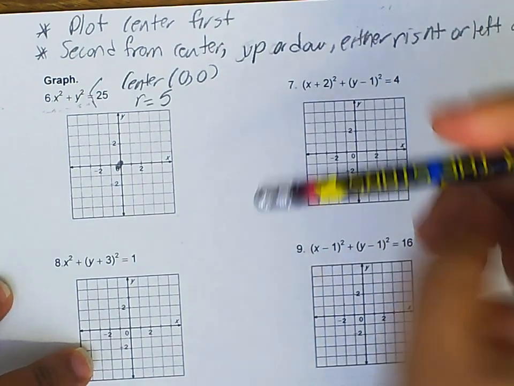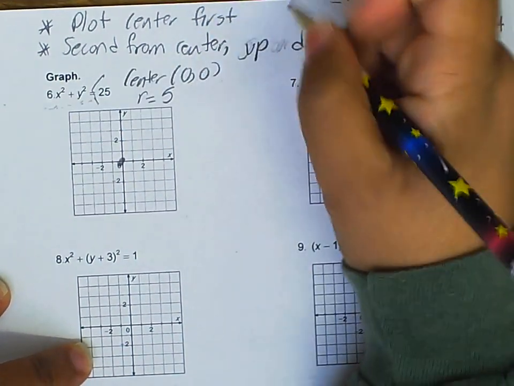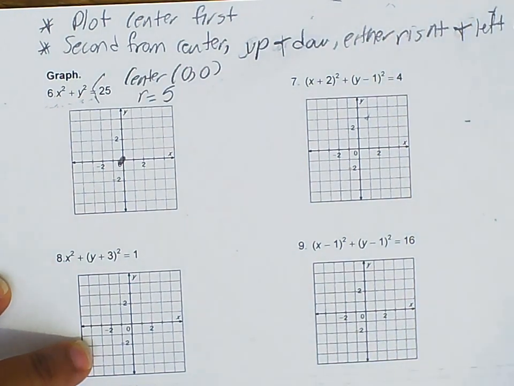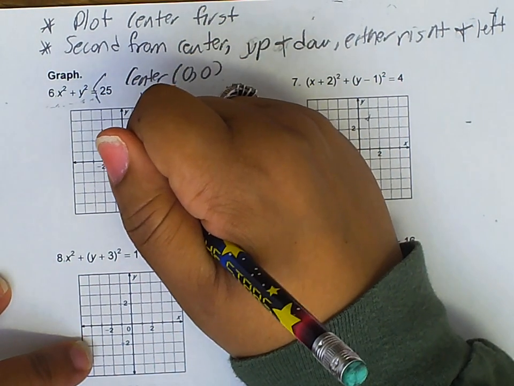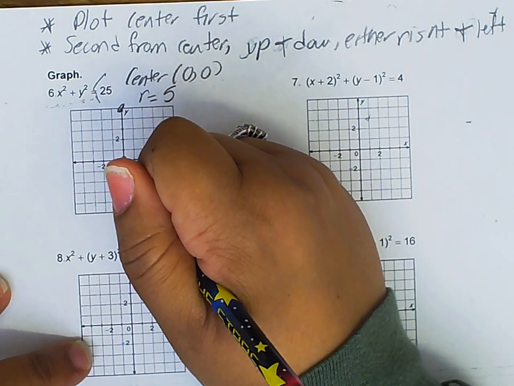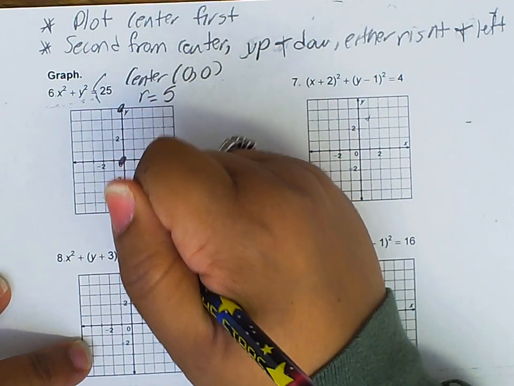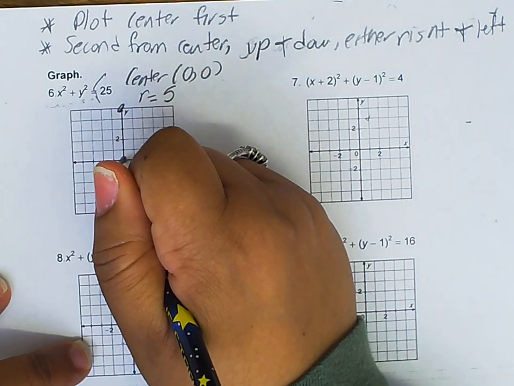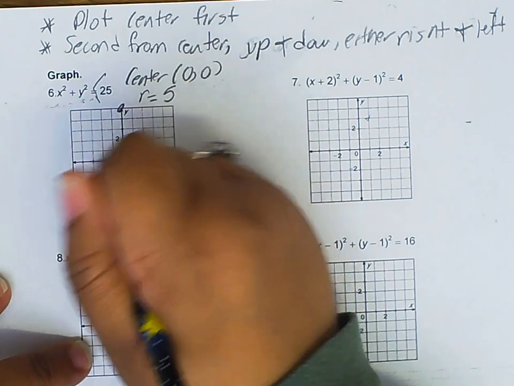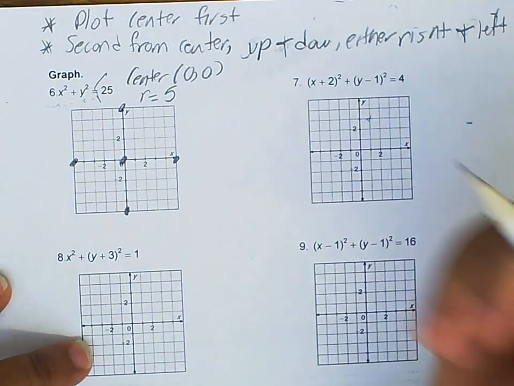Okay, and then from here, you're going to go, sorry, not or, it's up and down. Same thing here. Sorry, I don't know why I put or in. Okay, so you got to go up 5, 1, 2, 3, 4, 5. Then you're going to go down 5, 1, 2, 3, 4, 5. Then you're going to go 5 to the right, 1, 2, 3, 4, 5, and then 5 to the left. And then you just make your circle.